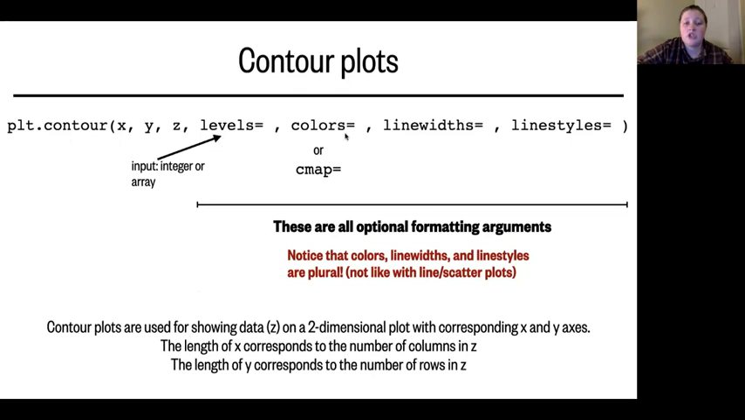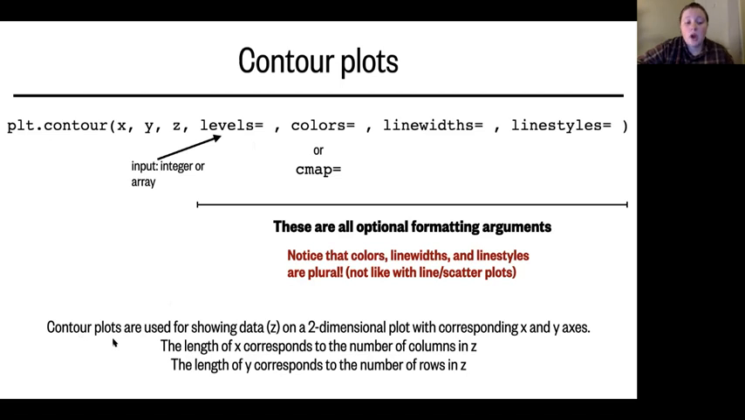So if we do colors, it's just one color across all the lines. If you give it a color map, it actually changes depending on the magnitude of z. And then we have our line widths and line styles and line formatting arguments. Notice that colors, line widths, and line styles are all plural, so they have s's at the end there. And that's a little bit different than what was happening in line and scatter plots, which were only color, line width, and line style.